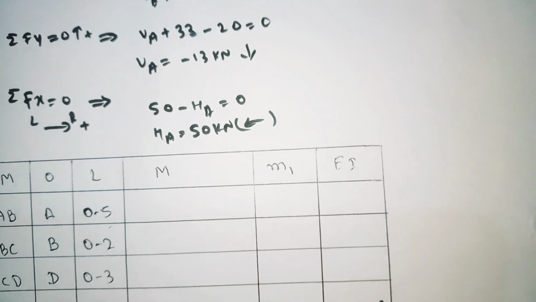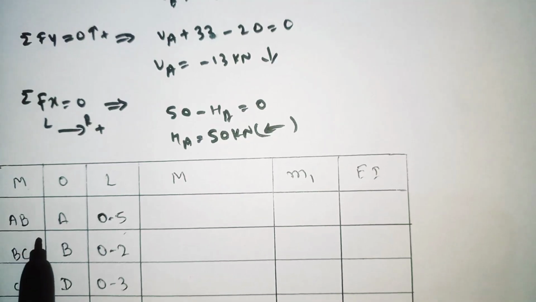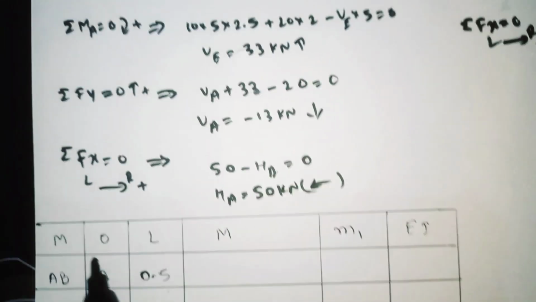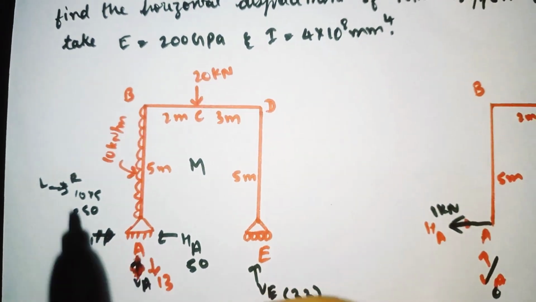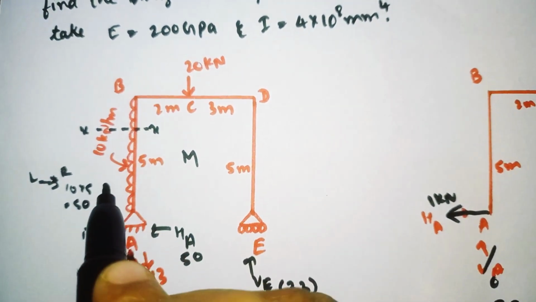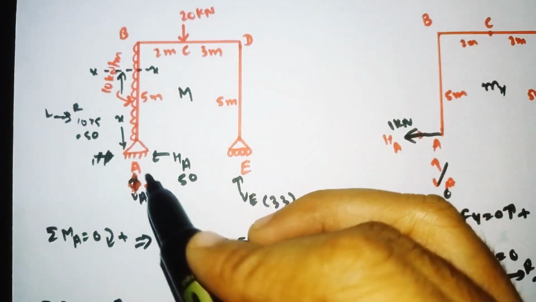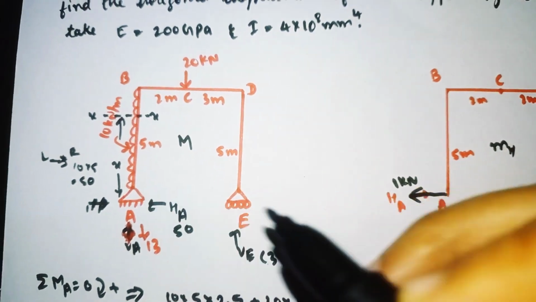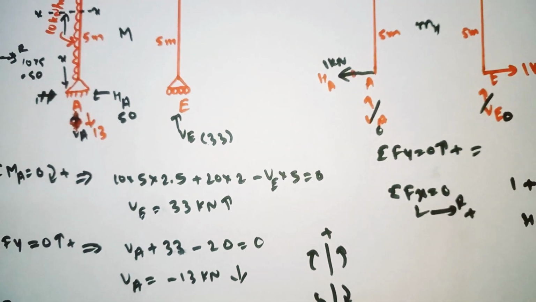So now for capital M, for AB, we need to cut the section away from the origin A. For AB I am taking the origin as A. Now we need to cut the section away from this origin. It means our section will come here, on the x-axis, at a distance of x from the origin A. Now whatever the reactions are here, the load which is moving upward we need to take positive, and which is moving downward we need to take negative.